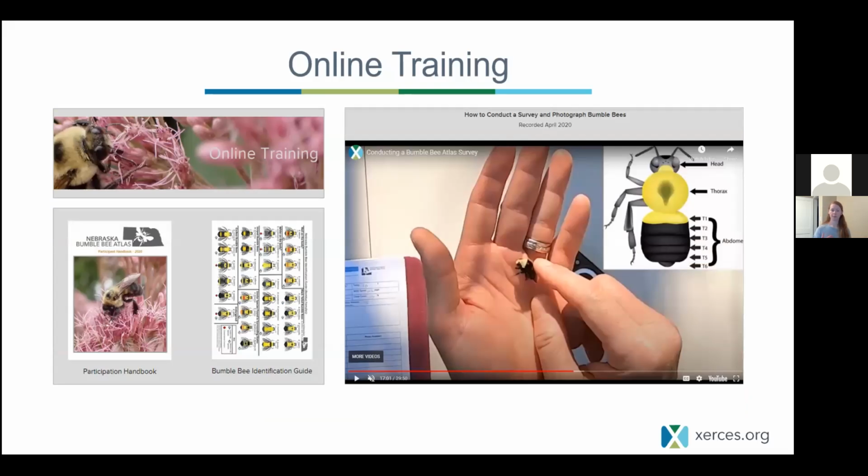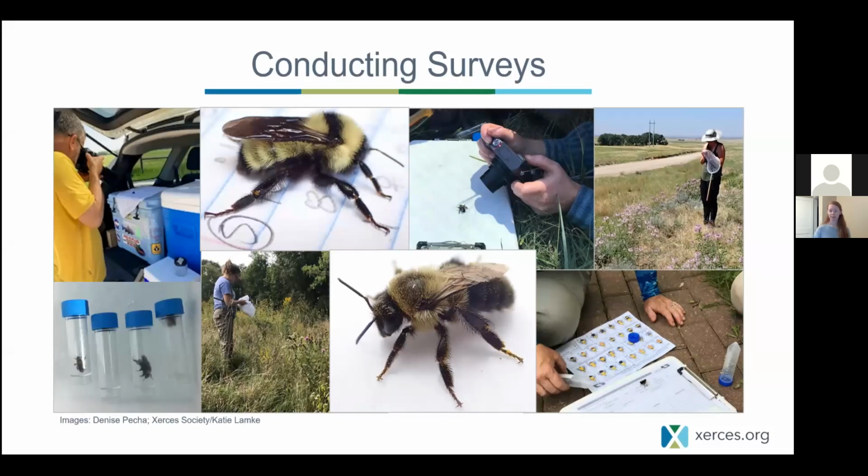And after they have adopted a grid cell, there's a training process. And thanks to COVID, a lot of us had to go to an online platform this year. So we tried to make some informative videos on how to swing nets and how to handle bees. And then the volunteers go out and conduct surveys.